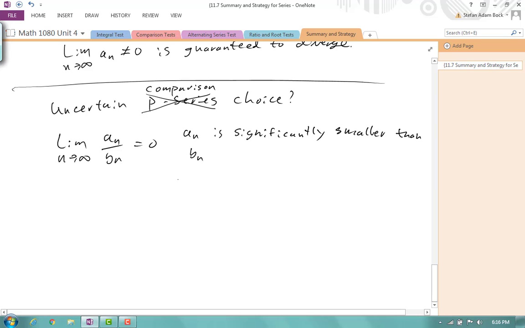Or it says that b sub n is too big. Because if b sub n was a convergent series, this would be fine because a sub n is smaller and therefore also convergent. But if b sub n is divergent, then a sub n is smaller, which could be a smaller divergent series or actually convergent, so we can't tell. So I might want to choose a smaller b sub n.